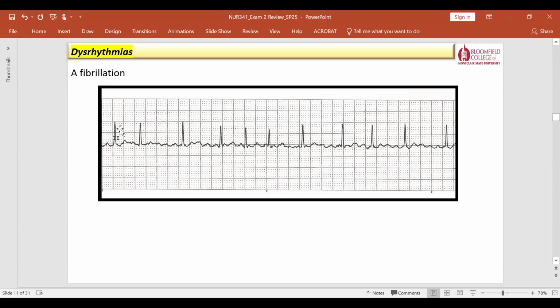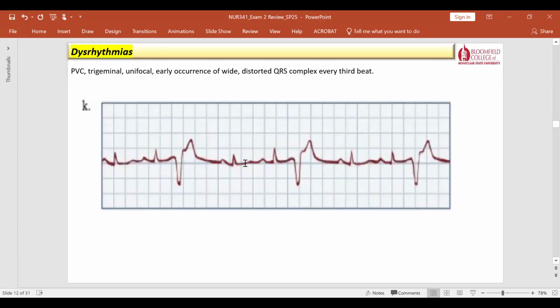Like this is a PAC. This came in prematurely because look at this, 1, 2, 2.5 boxes, and then we have 1, 2, 3, almost 4 large boxes. And this is the pause we talked about after the PAC. Then back to normal, this is the normal 3 to 3.5. This is the intrinsic natural normal R wave to R wave length. And then we have another PAC, another PAC. So these are multiple PACs plus atrial fibrillation.